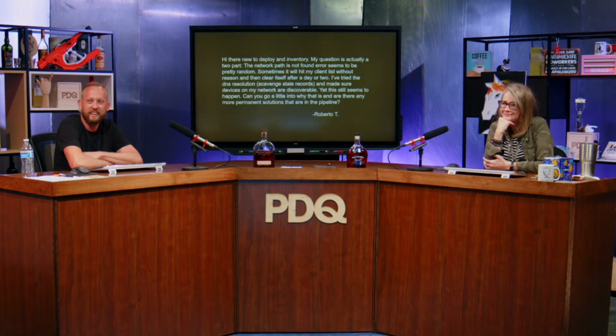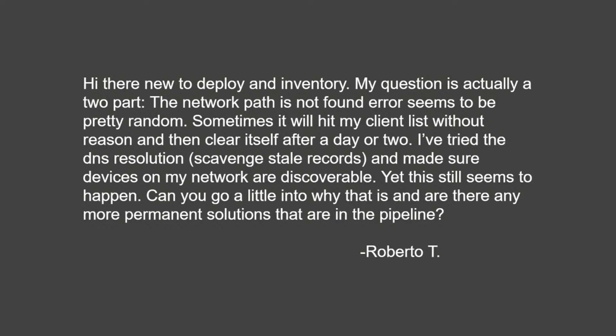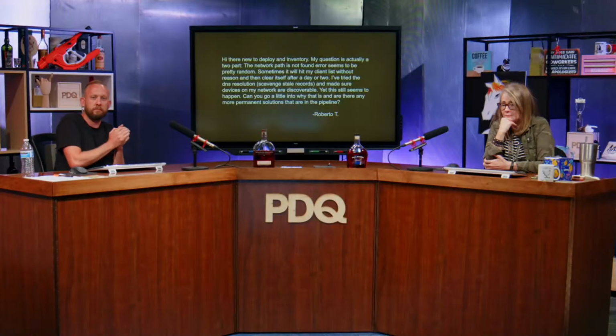Hi there, new to Deploy and Inventory. My question is actually two parts, so trust me, this is going to get long. The network path not found error seems to be pretty random. Sometimes it will hit my client list without reason and then clear itself after a day or two. I've tried DNS resolution, scavenge stale records, and made sure devices on my network are discoverable, yet this still seems to happen. Can you go a little into why that is, and are there any more permanent solutions that are in the pipeline? Sincerely, Roberto T.